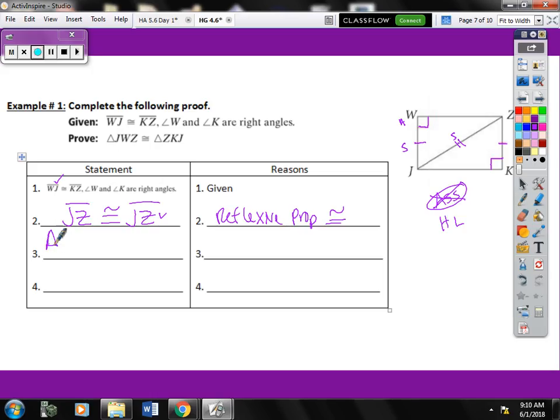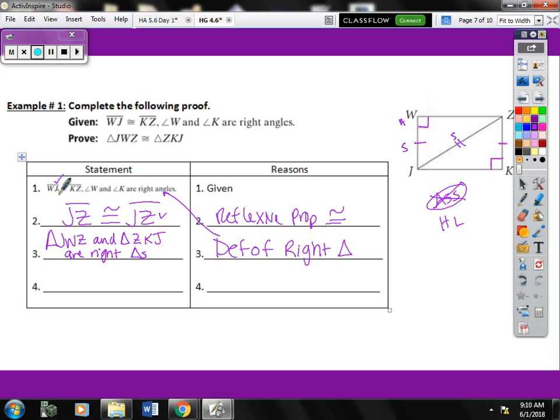So triangle JWZ and triangle ZKJ are right triangles. Not angles, are right triangles. The only way you can use HL is if you have 2 right triangles. And this would be the definition of a right triangle. Because they gave me that these were right angles, that tells me that there's 1 right angle in each triangle, therefore they're right triangles. So now we have all 3 parts met.